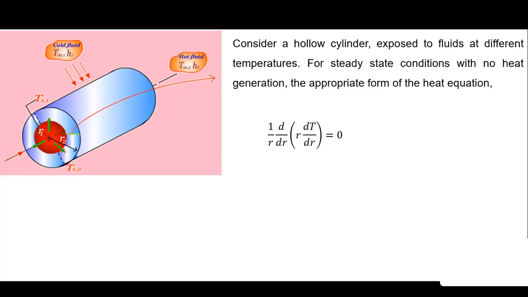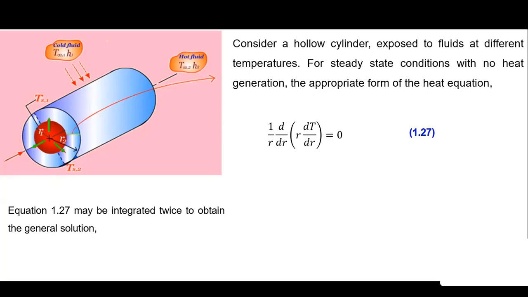The appropriate form of the heat equation is 1 upon r, d upon dr of r into dT upon dr, equal to 0. Now, in order to find the solution, we have to integrate it twice. If you integrate twice, we get the general solution, which is in the form of temperature in the radial direction, T(r) equals C1 natural log of r plus C2. So, we have to find the values of C1 and C2 using the boundary conditions.